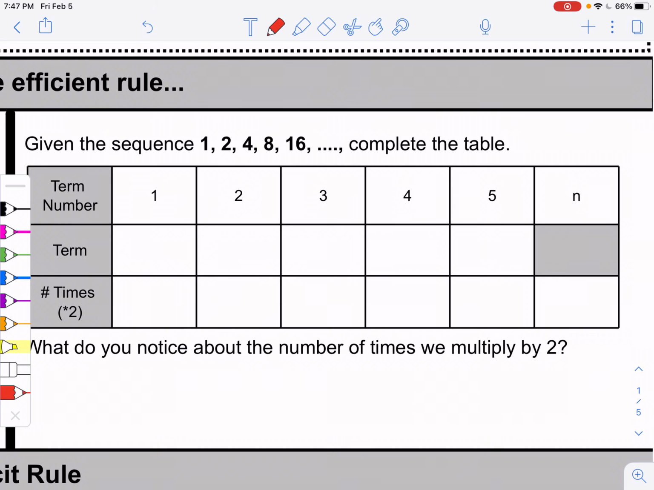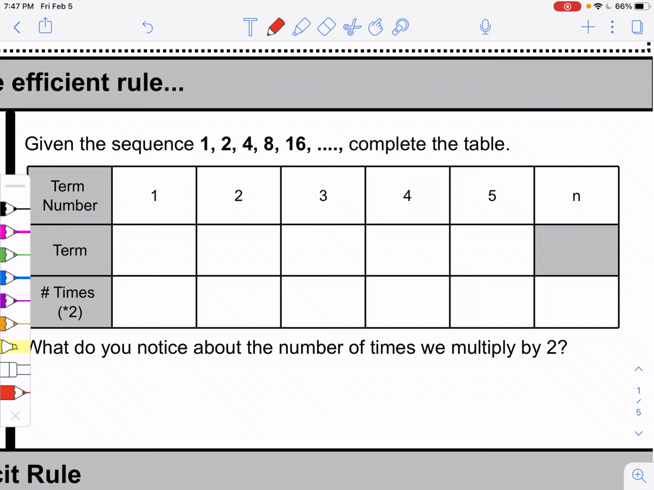Hello, welcome back. We're going to take a look at the explicit rule for geometric sequences. So remember, the purpose of an explicit rule over the recursive rule, the advantage is that it's more efficient. We don't have to have the previous term to know what the next term is going to be. So if we look at this, we have a sequence 1, 2, 4, 8, and 16.